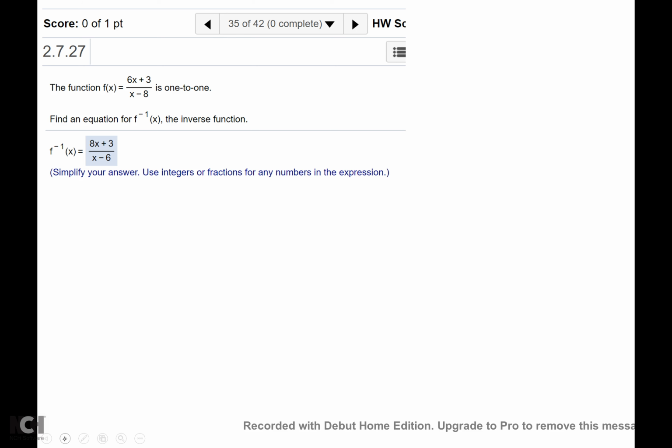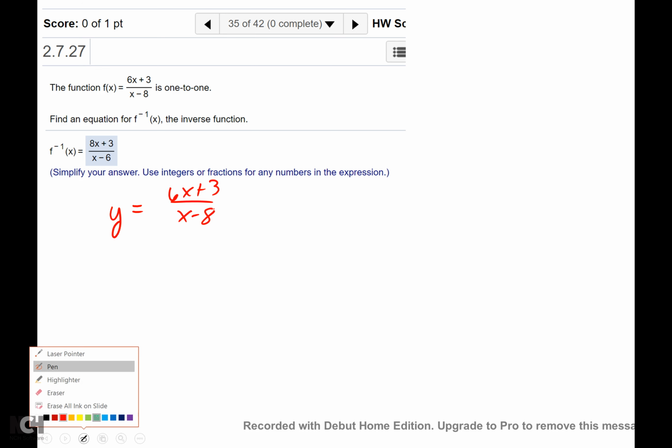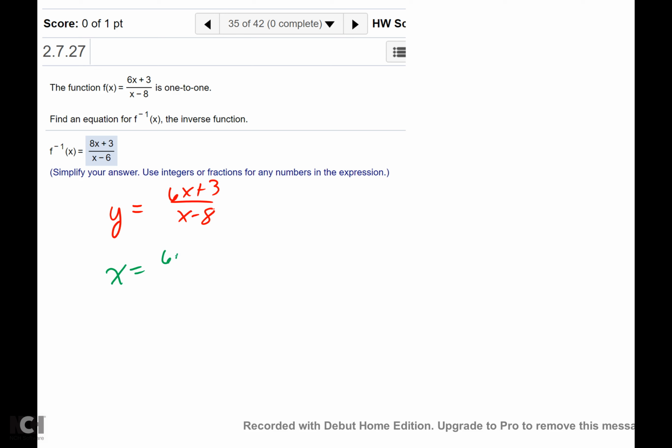Okay, this one says the function is 1 to 1. Write an equation for the inverse of the function. To do that, you rewrite the function with y. Then you're going to switch x and y. So I'm going to have x equals 6y plus 3 over y minus 8. And now I've got to get y alone. Well, this one's kind of a mess because I've got two y's, but I got to kill the fraction. So I'm going to multiply by y minus 8.